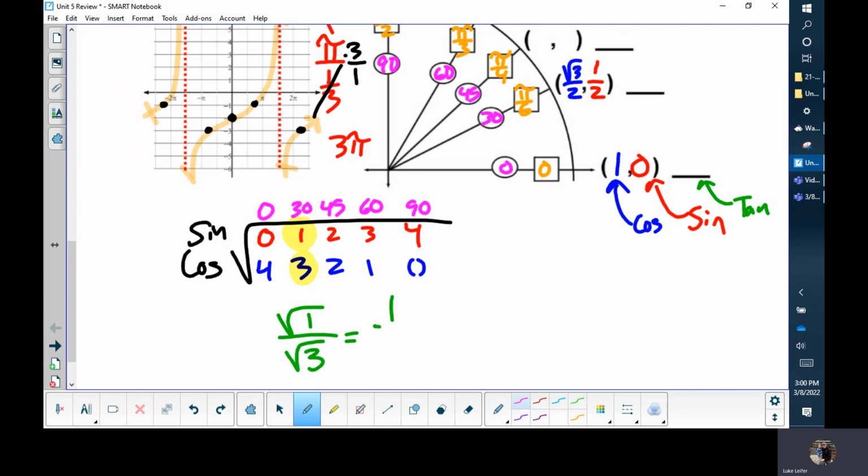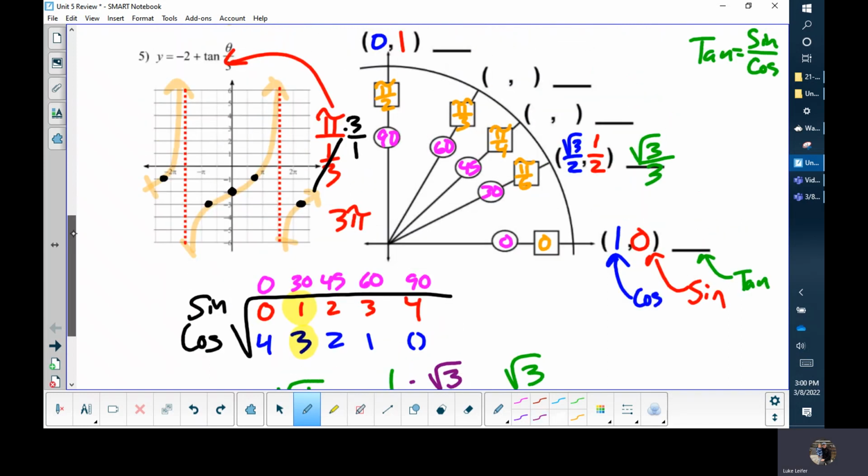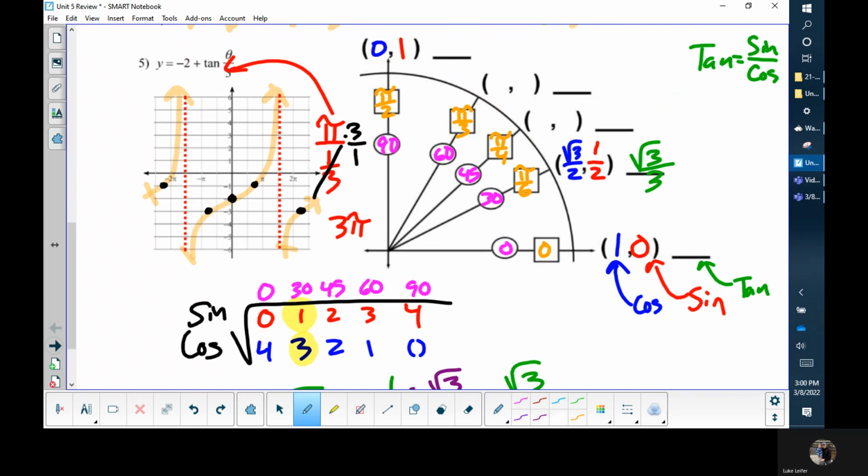Well, the square root of 1 is 1. And I'm not allowed to leave radicals on the bottom, so we rationalize the denominator. My final answer here is going to be square root of 3 over square root of 9. The square root of 9 is 3, so square root of 3 over 3. Okay, and I can just do that and work my way all the way around the unit circle and get those other ratios.